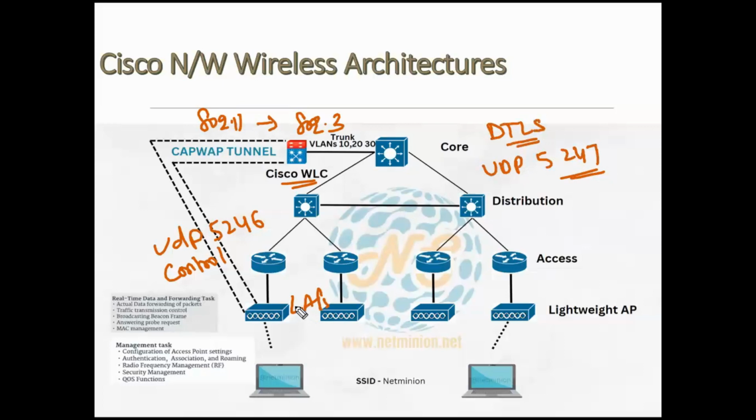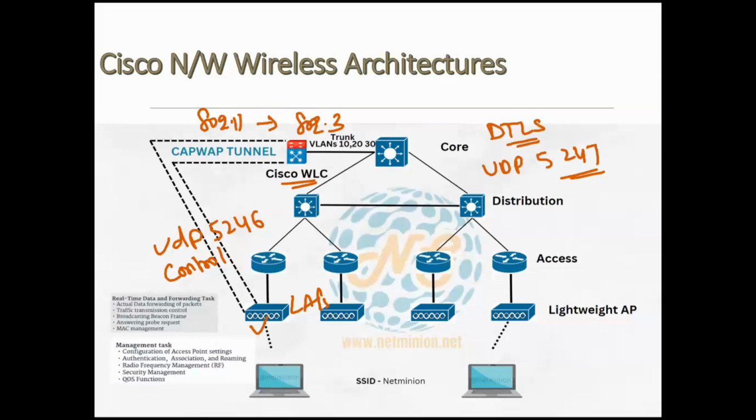So once your CAPWAP tunnel is established between the lab and the controller, the very first time, it will pick all the configuration from the controller. It will get booted up with the new image if the image upgrade is also required. Getting my point? So all the control things will be done from there only. Once your CAPWAP tunnel is established, configuration and firmware can be pushed from the controller.